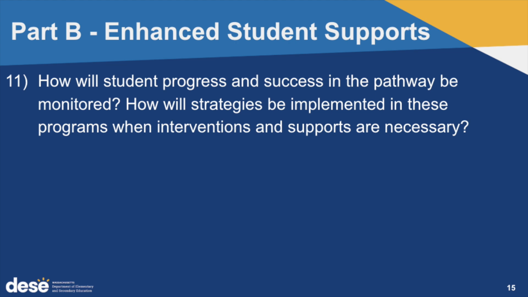Sometimes universally implemented support systems will not be enough to meet the needs of all students. In question 11, you need to explain how student progress and success will be monitored and by whom, and what strategies will be used when needs for additional support or interventions are identified to maximize the likelihood that all students will successfully complete the pathway. Now, let's hear from CTE instructional coach Jamie Freeman about the variety of strategies for progress monitoring implemented at Madison Park Technical Vocational High School.